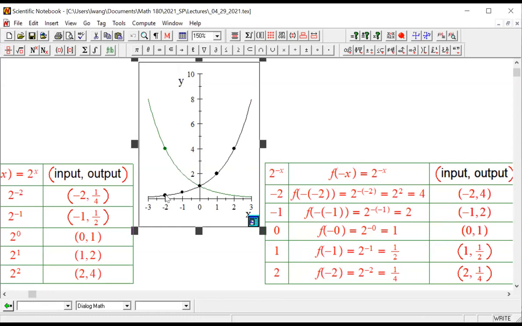So this is on the black curve, 2 to the power x. Okay, and this other one is the green. I want you guys to find the pairs that are reflected to each side. Find the points on the green curve.